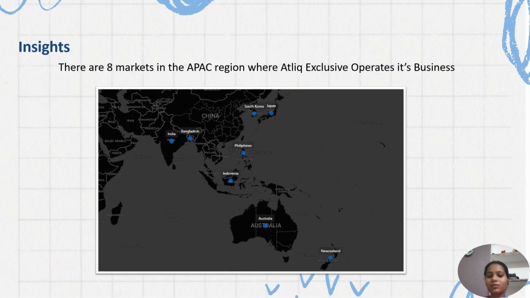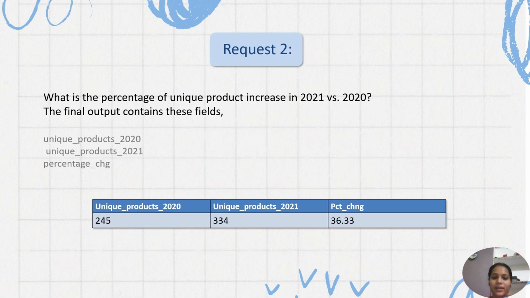This is the visual answer of that query. There are eight markets in the APAC region where Atliq Exclusive operates its business. You can say South Korea, Japan, Philippines, Indonesia, Australia, New Zealand. Now let's move to the second.